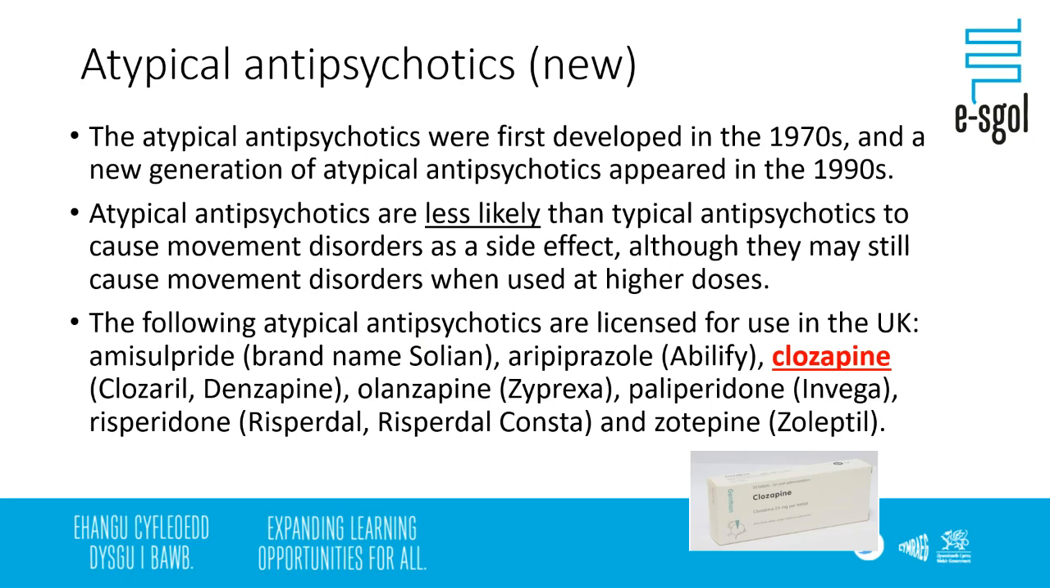Then we've got the newer antipsychotics, which are your unconventional, and they are known as the atypical antipsychotics. Now, they were first developed in the 1970s, and a new generation of atypical antipsychotics appeared in the 1990s. So not that long ago, really. And atypical antipsychotics are less likely than typical ones to cause movement disorders. So moving away from that really bad Parkinson's-like side effect. So this was kind of seen as better, I suppose.